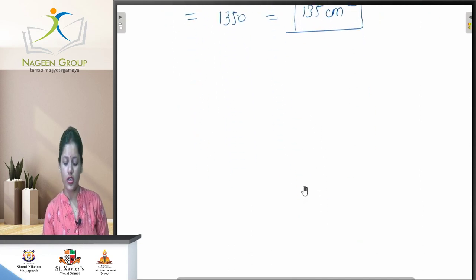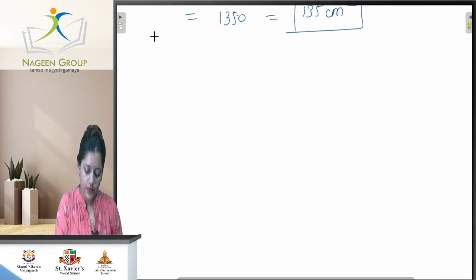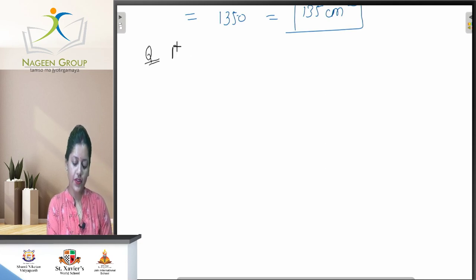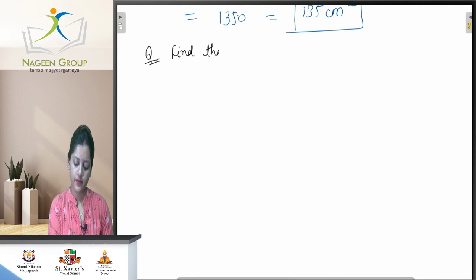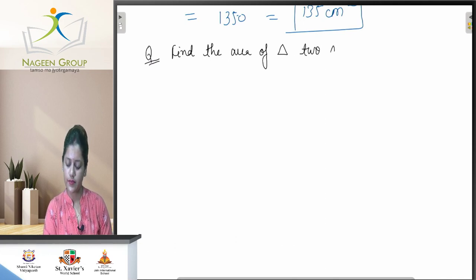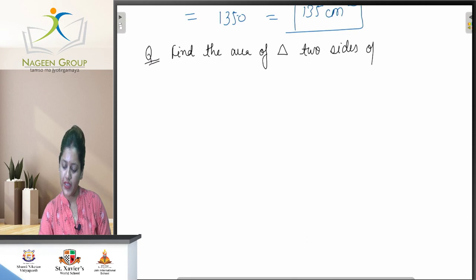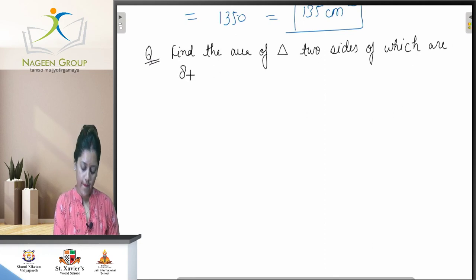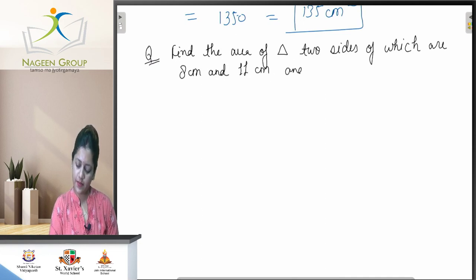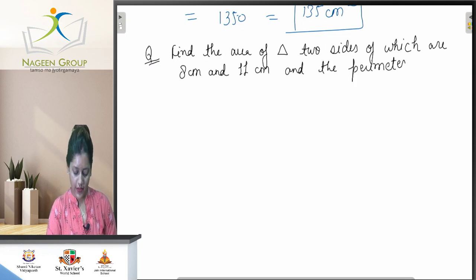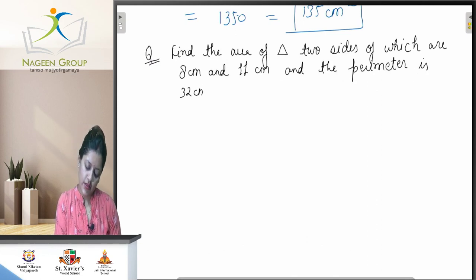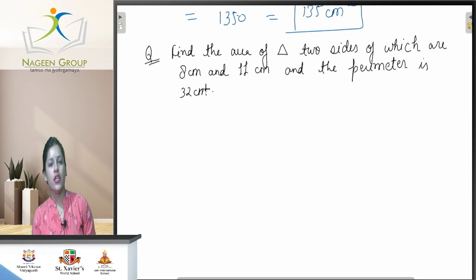Another question. There is another question. Find the area of a triangle, two sides of which are 8 centimeter and 11 centimeter, and the perimeter is 32 centimeter. So what we have to find is the area of a triangle.